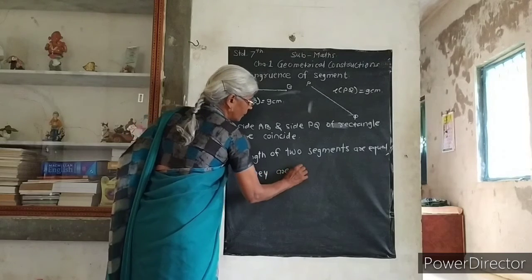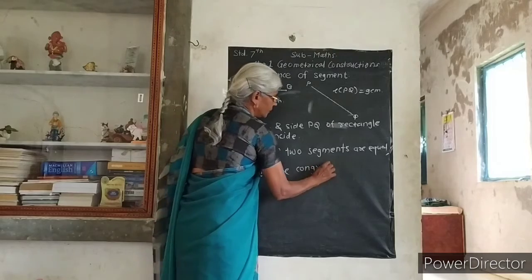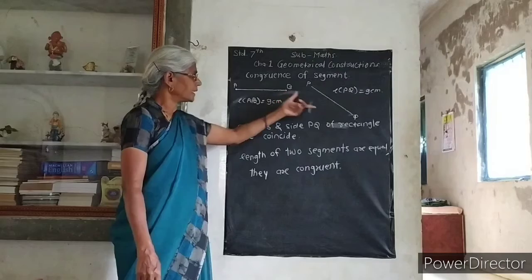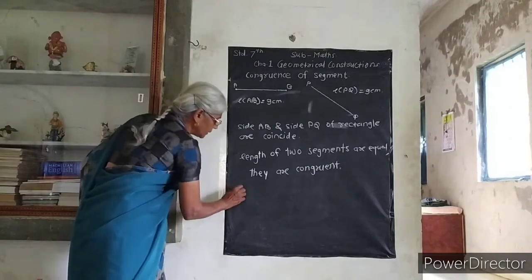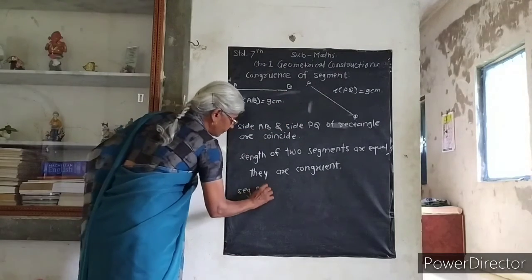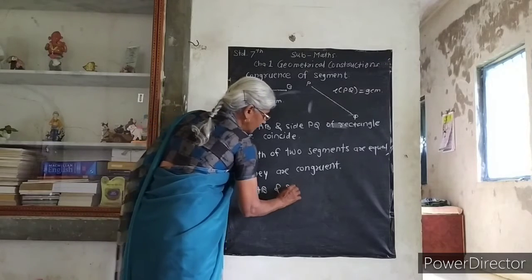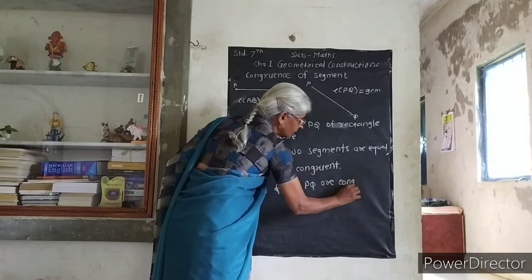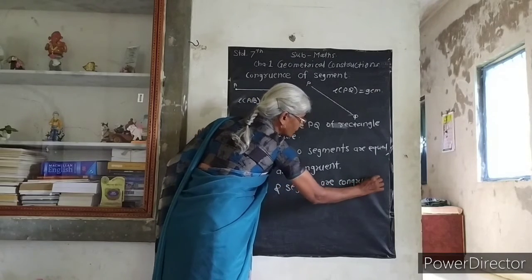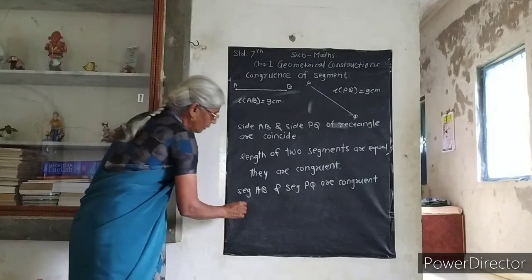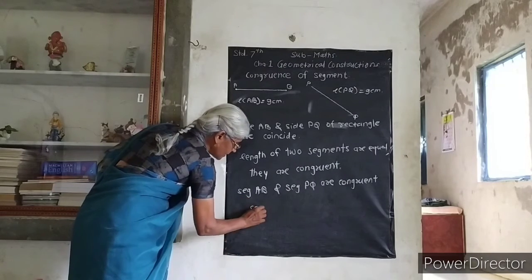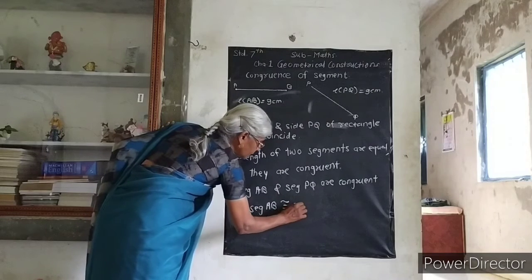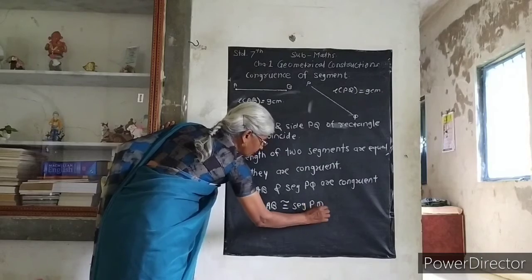they are congruent. Segment AB and segment PQ are congruent because they are equal in length. We can write it like this: segment AB is congruent with segment PQ.